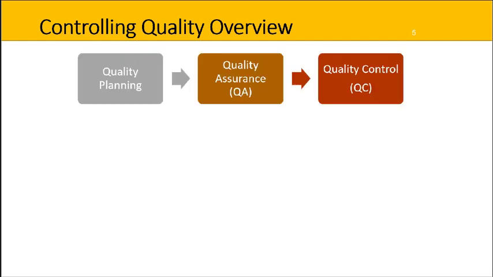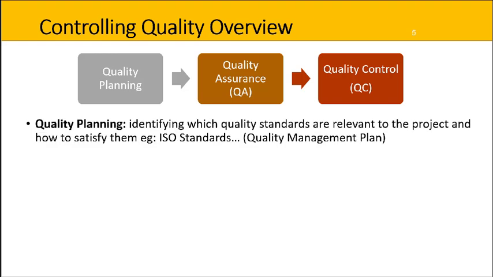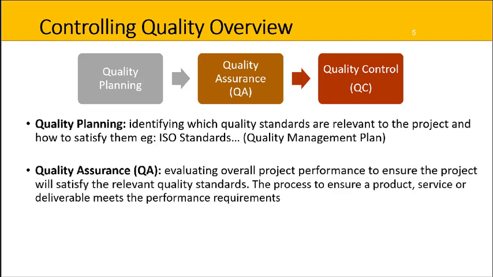We'll now review the difference between quality planning, quality assurance, and quality control, as these are key quality management concepts. Quality planning is identifying which standards are relevant to the project and deciding how to satisfy them. For example, your project may need to comply with ISO standards. These are all articulated in a quality management plan. Quality assurance is evaluating the overall project performance to ensure the project will satisfy the relevant quality standards, those articulated in that quality management plan.